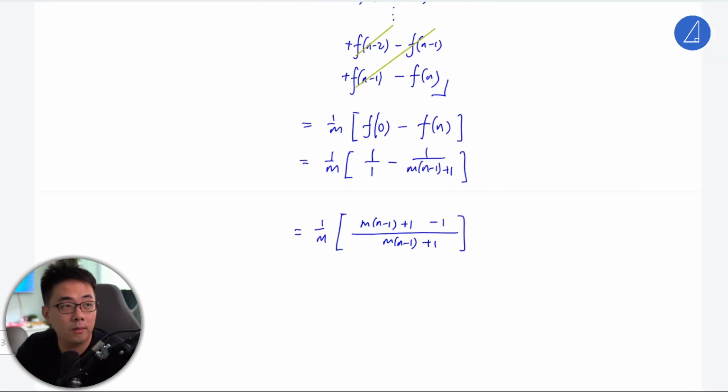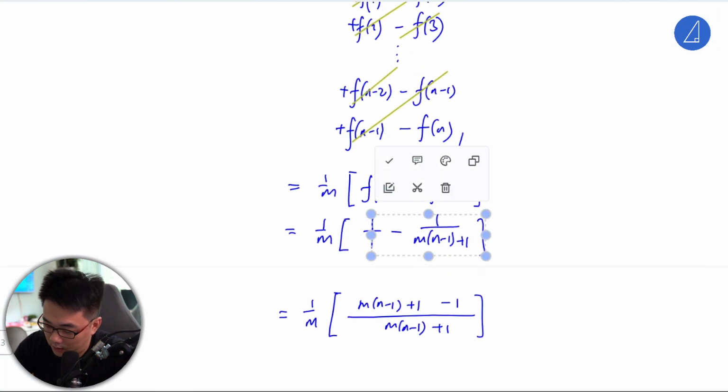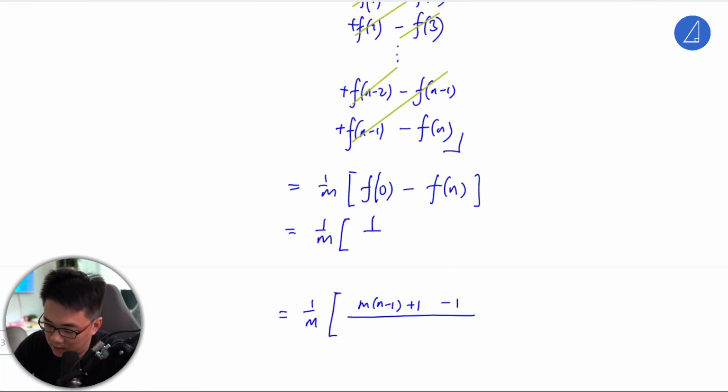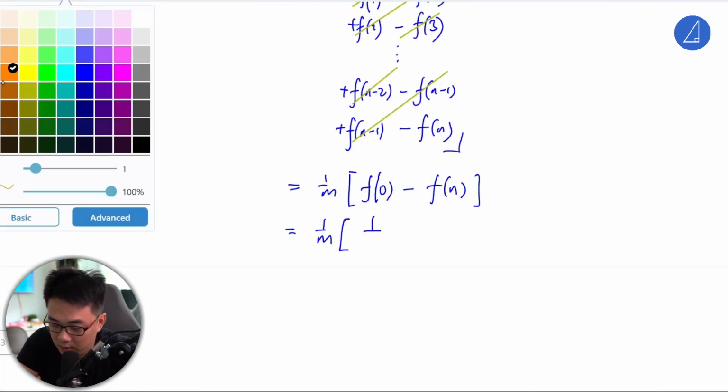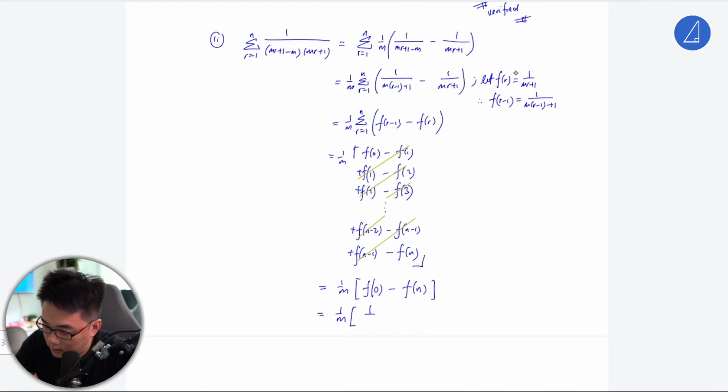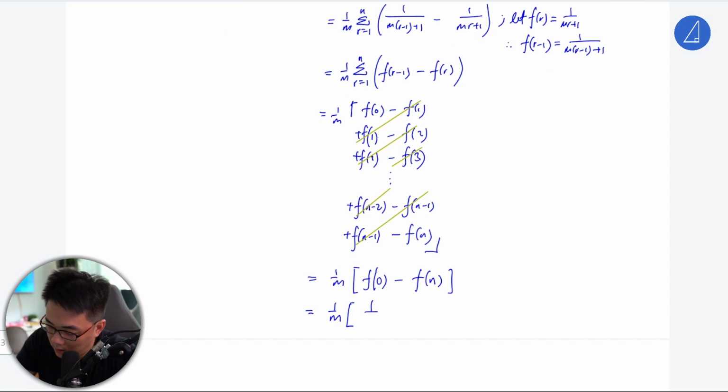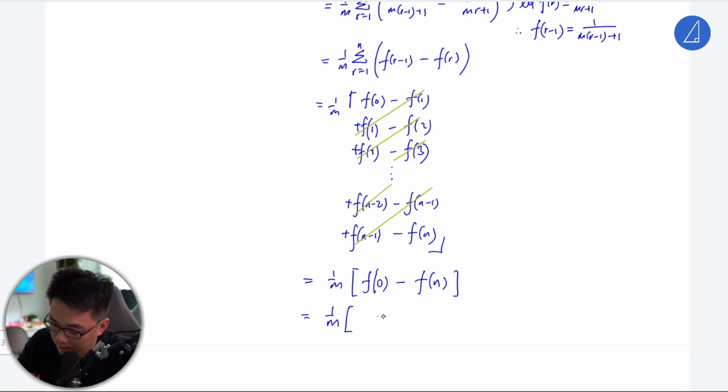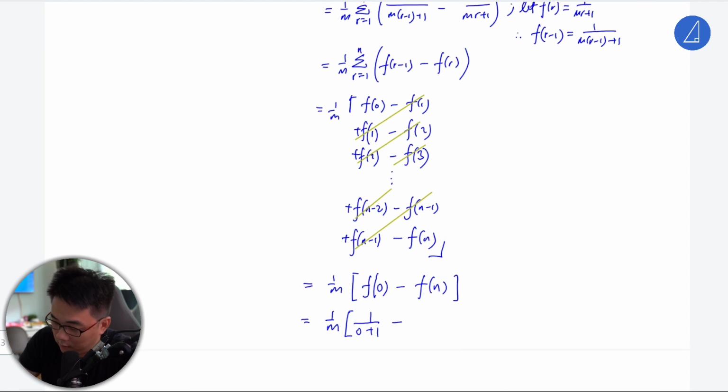Okay. I think I substituted the wrong info in, so yep, that is the mistake there. So substitute into this, should substitute into this. I substitute the second one to the second one. So this should be f0 will be 1, 0, plus 1, plus minus of n.